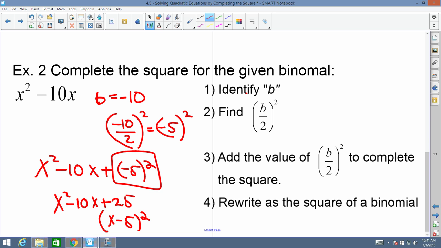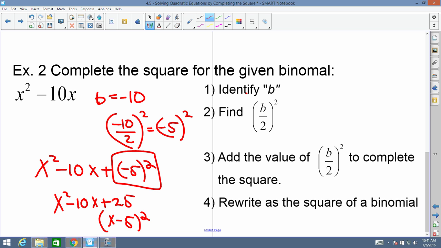While you're writing, I'll just repeat what we did. We identified the b, which was negative 10. Then we find b over 2 squared, which is negative 10 over 2 squared. Negative 10 over 2 is negative 5 squared. The way the book and most teachers will teach you, they'll tell you to calculate that value of b over 2 squared, which is 25. Then they want you to factor as a perfect square binomial.